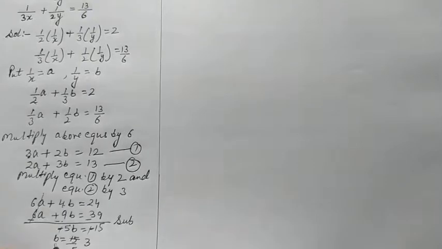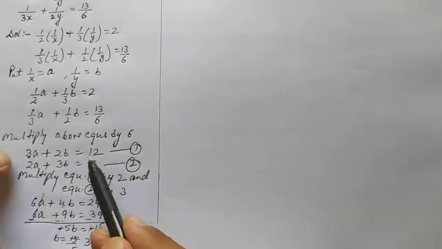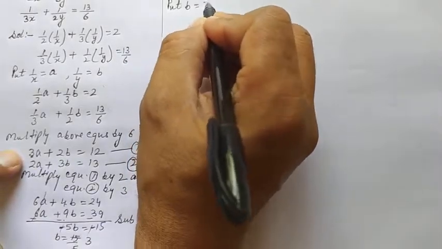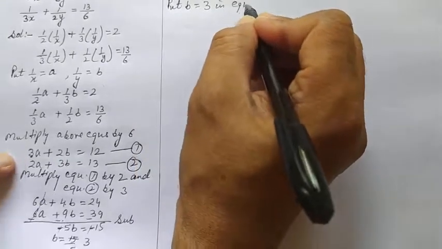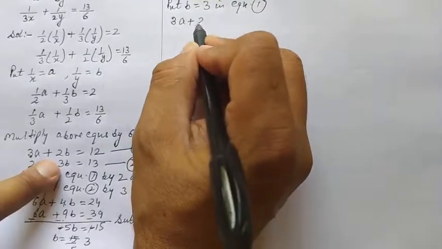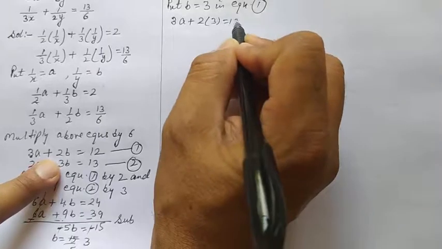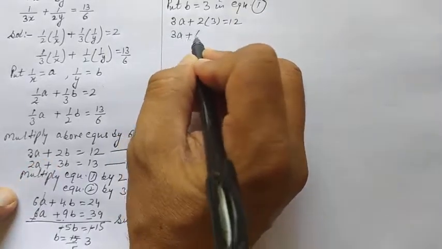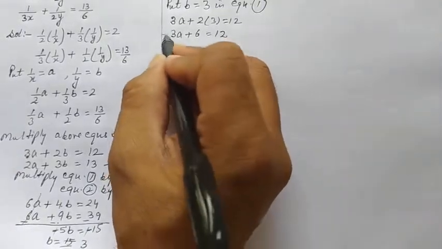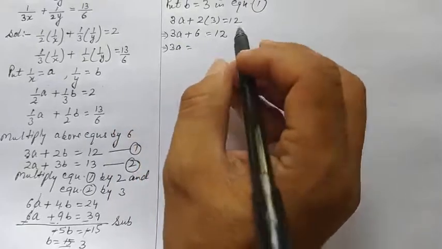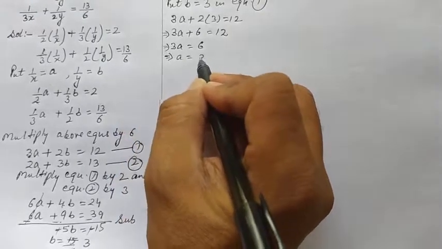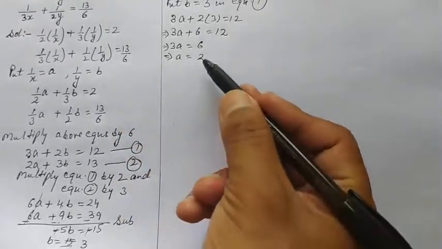So now we'll put the value of b as 3 in equation 1 or 2. So let's put in 1. We'll put b is equal to 3 in equation 1. So let's see, it is 3a plus 2 into b, b is 3, is equal to 12. So it becomes 3a plus 6 is equal to 12. So 3a is equal to 12 minus 6, that is 6. So a will be 6 over 3, that is 2. So b is 3 and a is 2 here.